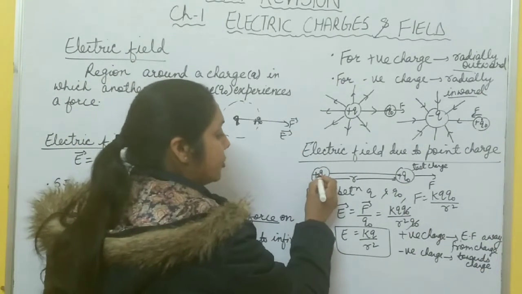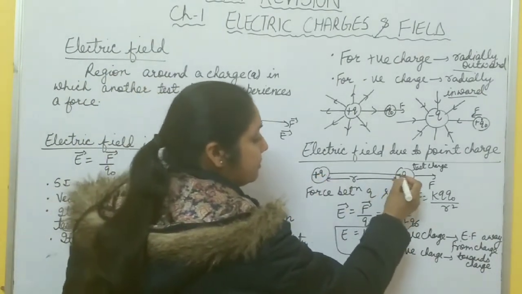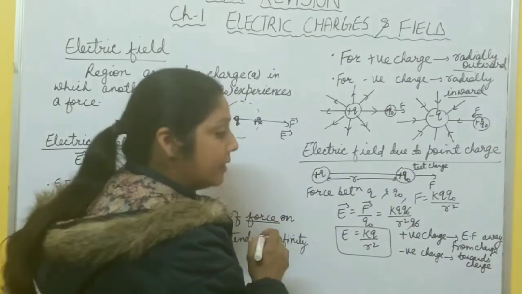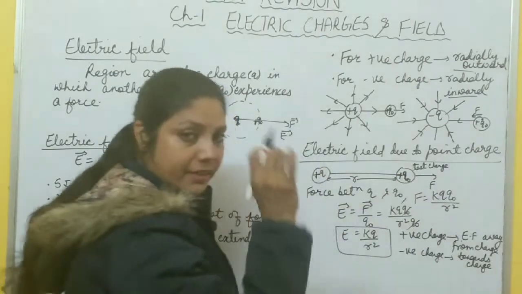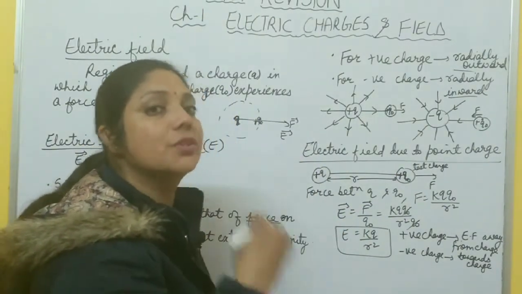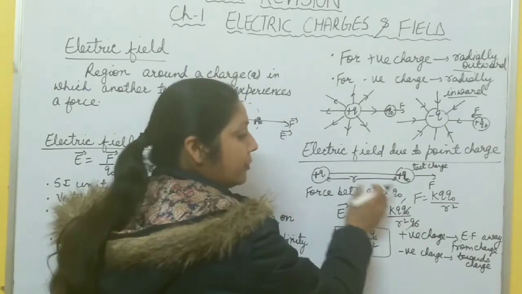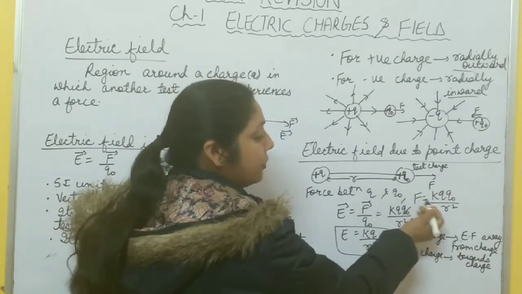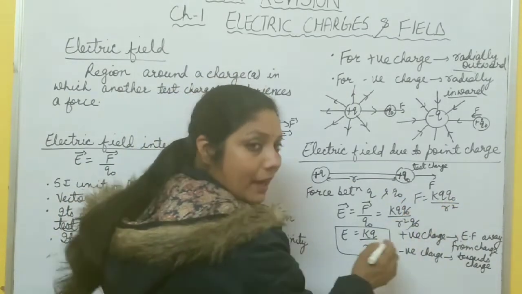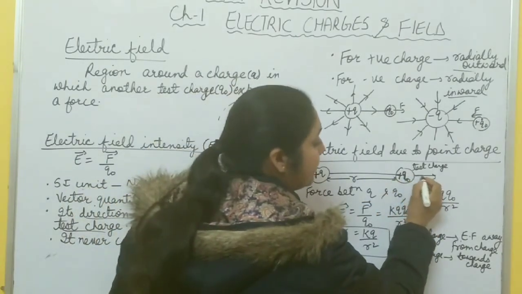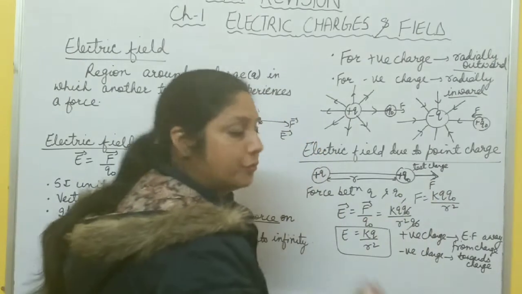Suppose this is a charge, and suppose we put one test charge at this point. The distance between the two charges is r. This test charge must be very small so that it does not create its own electric field. Now, the force between the two charges, Q and Q naught, you know the formula: KQQ naught by r square. Its direction, since both are positive, is away from the positive charge. This is the direction of force.